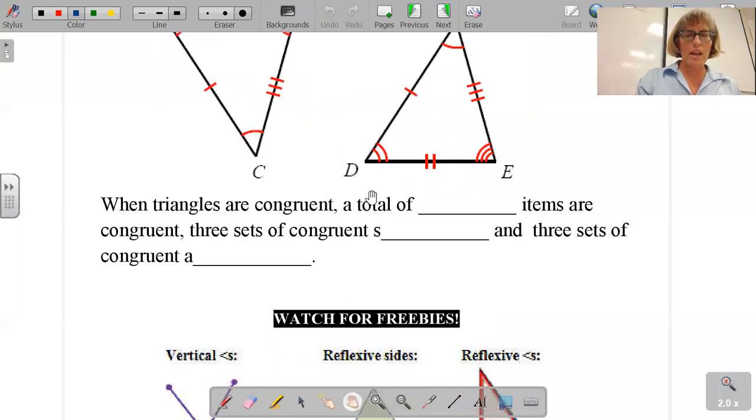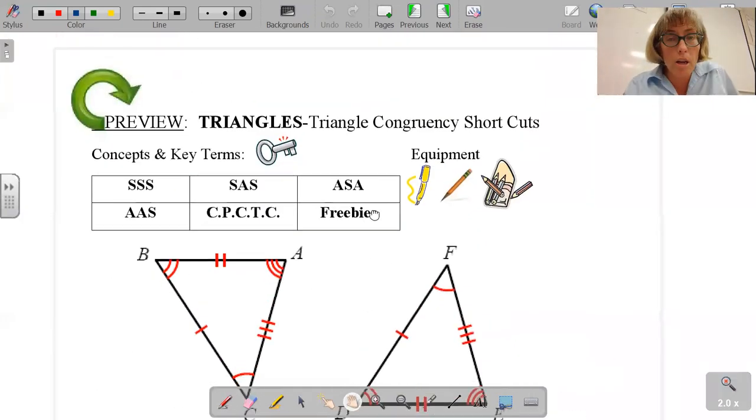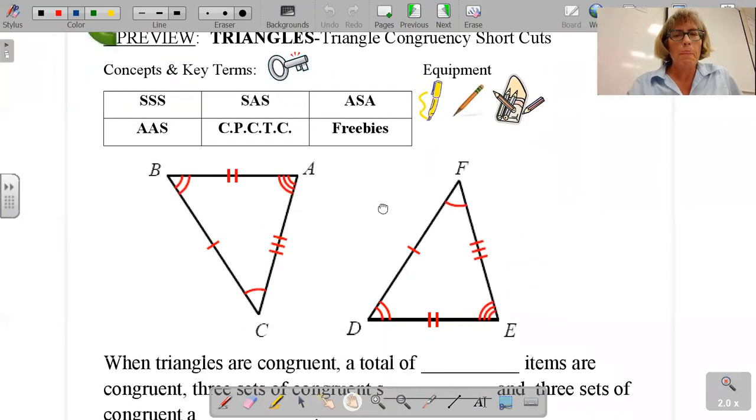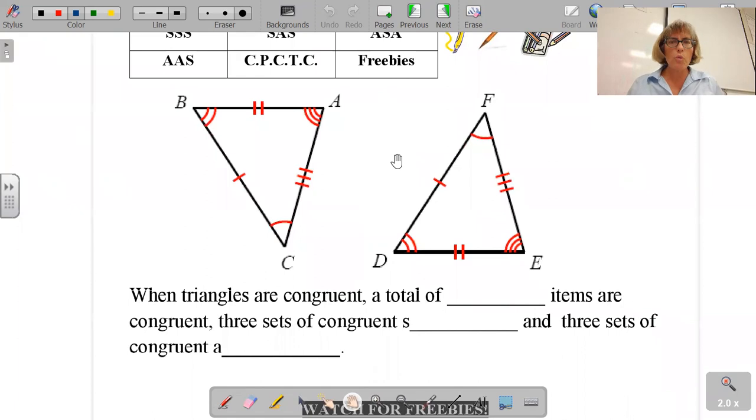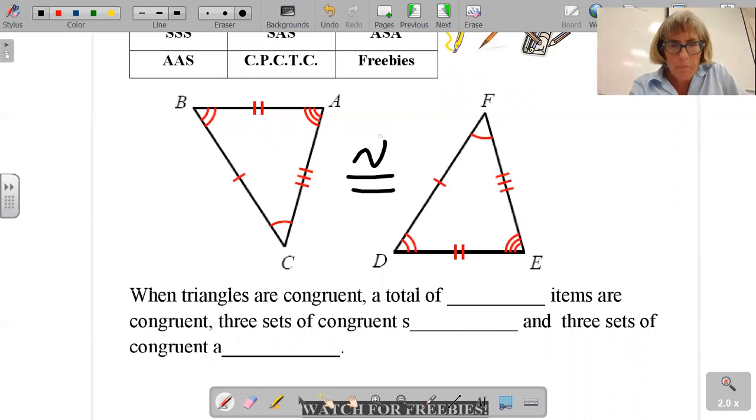What we are doing today is we're going to continue talking about congruent triangles. Start with this. Go like this with your hands. Put your fingers together. Repeat after me. Say whole equal, parts equal. Whole equal, parts equal. So what that's saying is, if I tell you that the whole triangles here are equal, there are a total of 6 items equal.